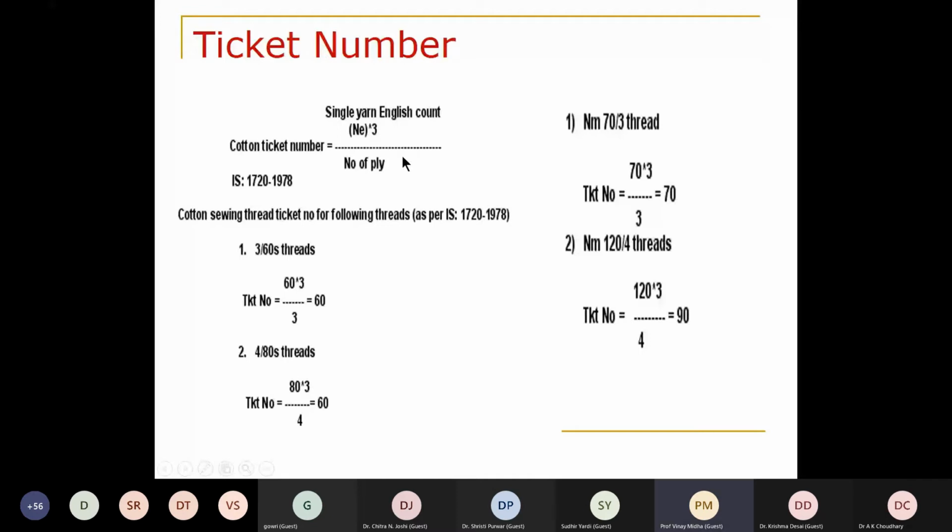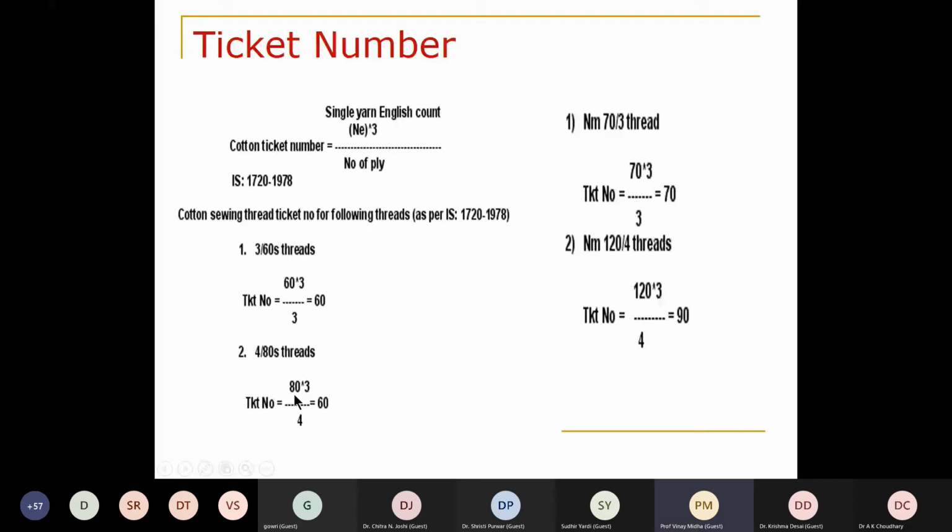For example, if it is a 3-ply thread of 60s English count each, then 60 into 3 divided by number of plies. If it is a 3-ply, then it will give you a ticket number of 60. And if it is a 4/80s, then we have 80 into 3 divided by 4. This ticket number will again be 60.